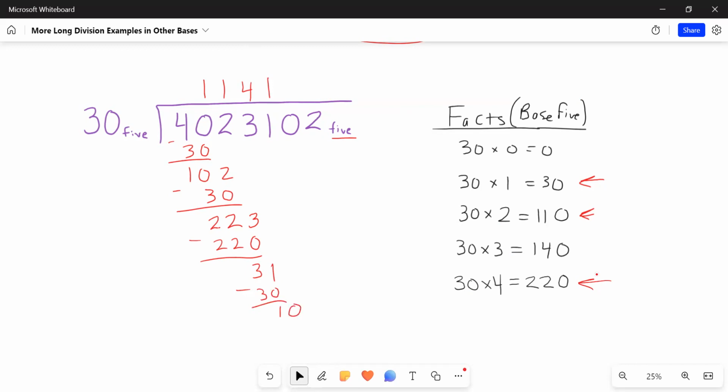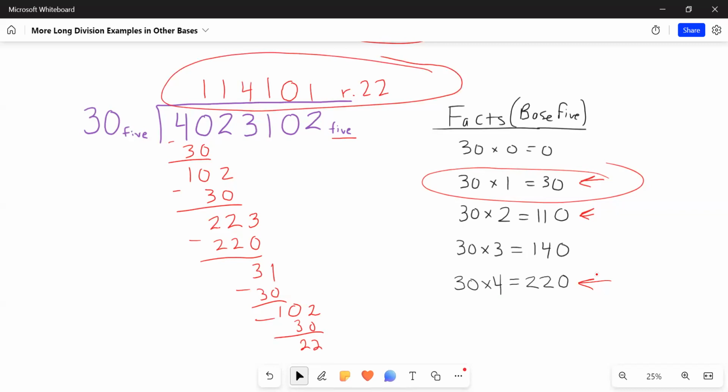Now notice this time 30 does not go into 10 because it's larger. I have to note that by putting a 0 there. It goes in 0 times, and then I just bring down that last digit. 30 goes into 102, again just once. And when I subtract, I've already done this subtraction problem before, I get 22. That means I have a remainder of 22. So there's my final answer. 114101 is the quotient, remainder 22.